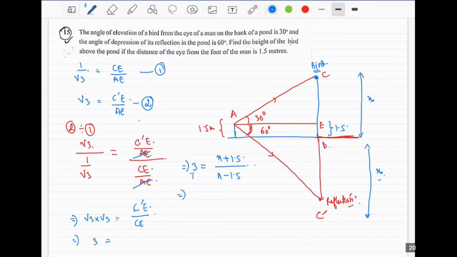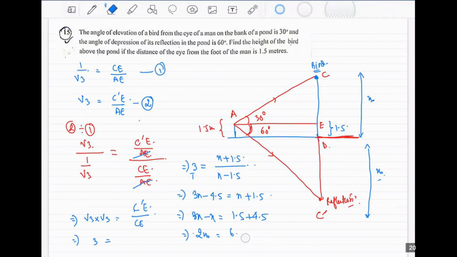Cross multiply, there is a 1 down below. Cross multiply this and this. So 3 and X minus 1.5 will be 3x minus 1.5 into 3, which is 4.5. What about the right hand side? This and this will be multiplied. Since there is 1 down there, we will have x plus 1.5. Let's bring the x to the other side. We will have 3x minus x, 1.5 plus 4.5. 3x minus x is 2x. 1.5 plus 4.5, you add them, you get 6.0. No need to put 0.0, so I can remove the 0.0. So how much is x? X is equal to 6 by 2, which is 3.